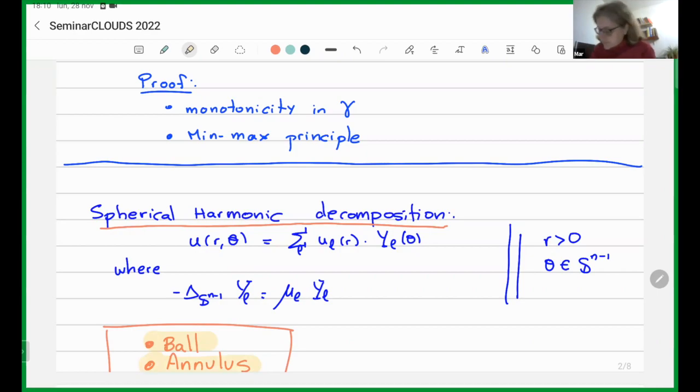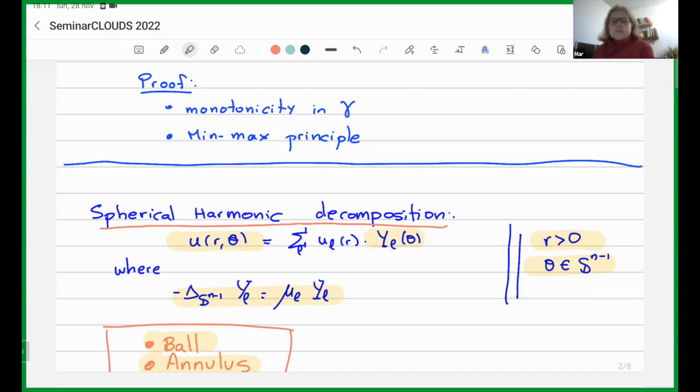So with spherical harmonics, I can decompose a function that depends on r and theta, where r is positive and theta denotes the polar coordinates. I'm going to write it as a superposition of spherical harmonics. Here I'm being very sloppy with the notation for the spherical harmonics. I'll try to be more careful later. But anyway, just remember that the spherical harmonics are the eigenfunctions of the Laplacian on the sphere S^{n-1}. So now this is all quite standard.